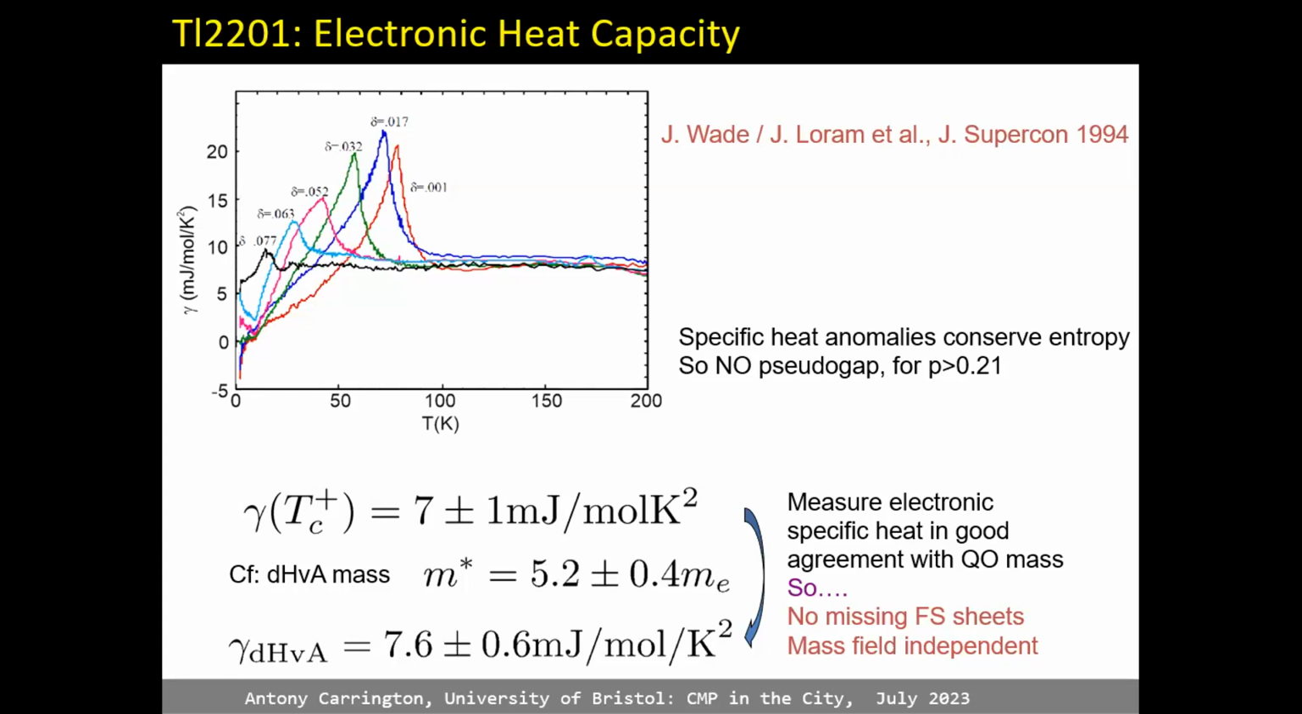So this is some old data by John Loram, God rest his soul. This is heat capacity data for thallium 2201. The interesting thing about this is that for the people who believe there are quantum critical points near optimal doping, there appears to be very little variation in gamma. So this is various different Tc, optimally doped going to very overdoped. And this is the total measured gamma, and it doesn't vary very much.